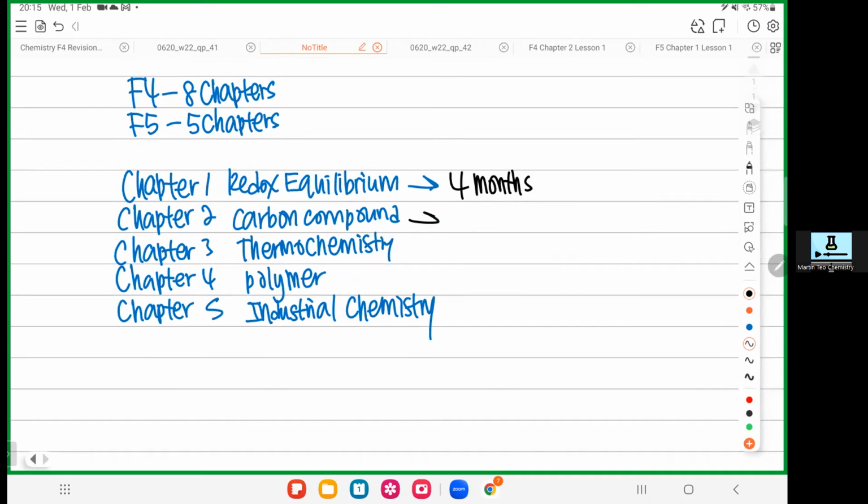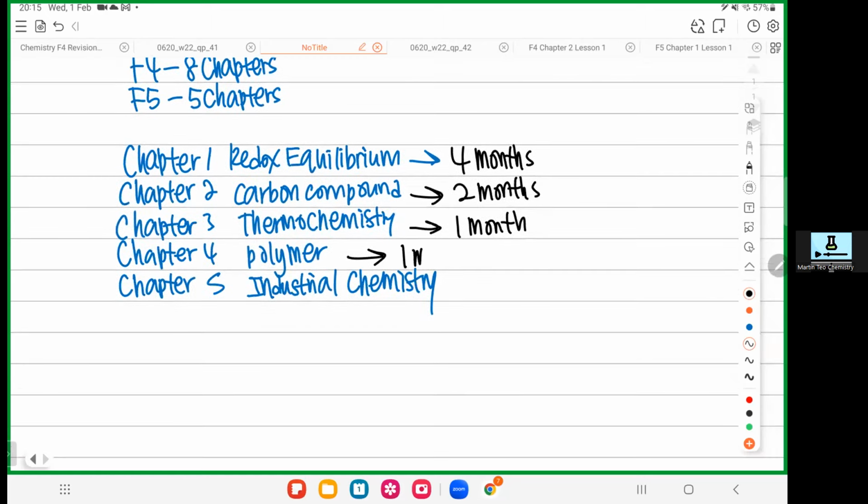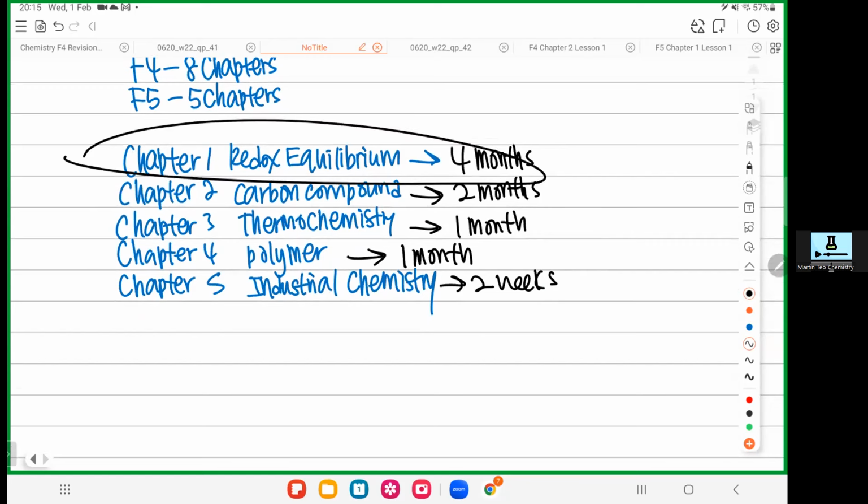So carbon compound, we will spend about 2 months for it. Thermochemistry, we will spend 1 month. Polymer, about 1 month. Industrial chemistry, about 2 weeks. So this is the basic planning for this year. And we will spend a very, very long time on redox equilibrium.